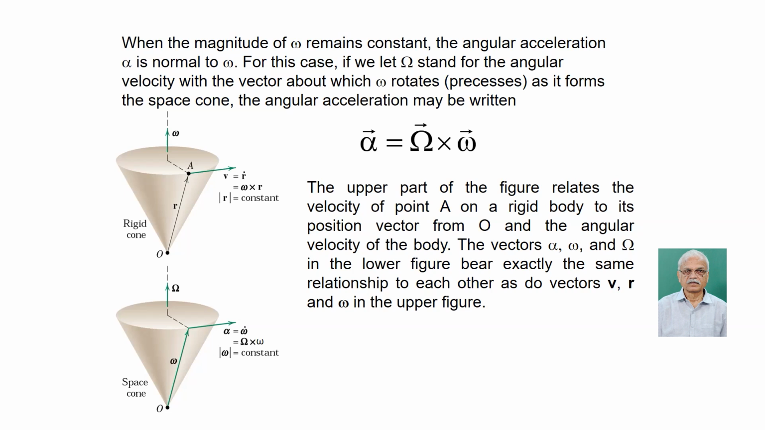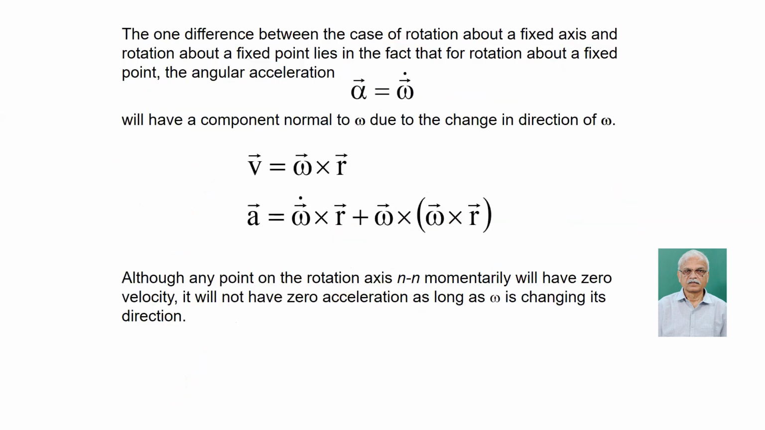So the angular acceleration now is nothing but omega cross omega here in this example. In this particular case, we can give that as big omega cross omega. But in general, if omega is the angular velocity, and you want to find out its time derivative, then we call it angular acceleration. Here, this may have 2 components.